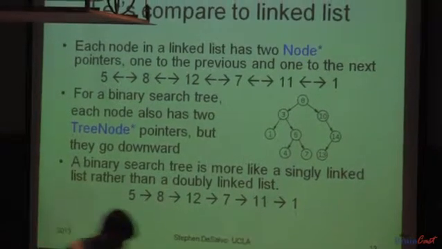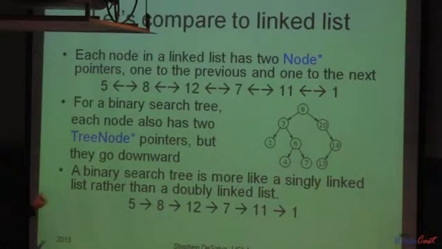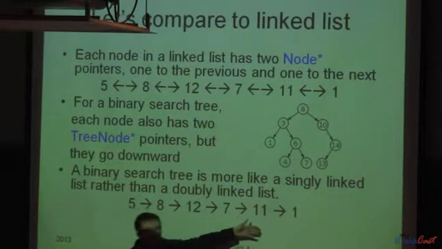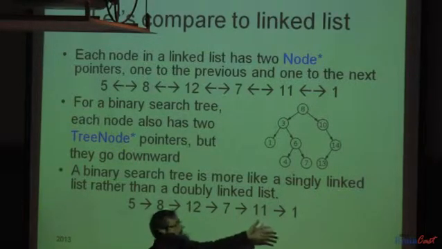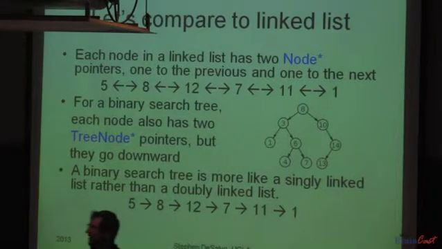All right. So now, each node in a linked list, like I said, has 2 node pointers, one to the previous and one to the next. Similarly, the binary search tree also has 2 tree node pointers, but they go downward rather than left-right. Okay? And in fact, a binary search tree is really more like a singly linked list in the sense that it really is one directional. You go in one direction down the chain, and in the way I've set it up here, you don't actually have the ability to go back up.